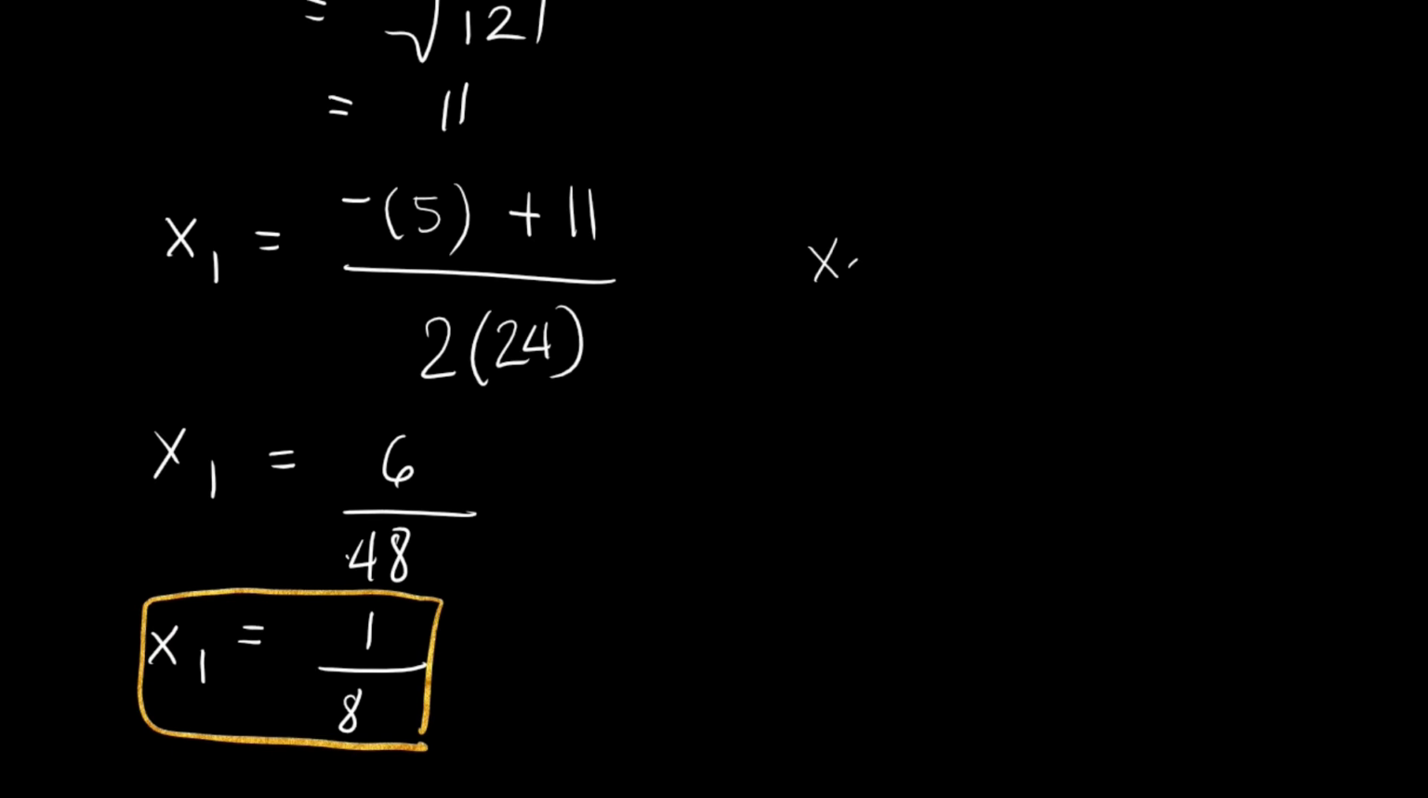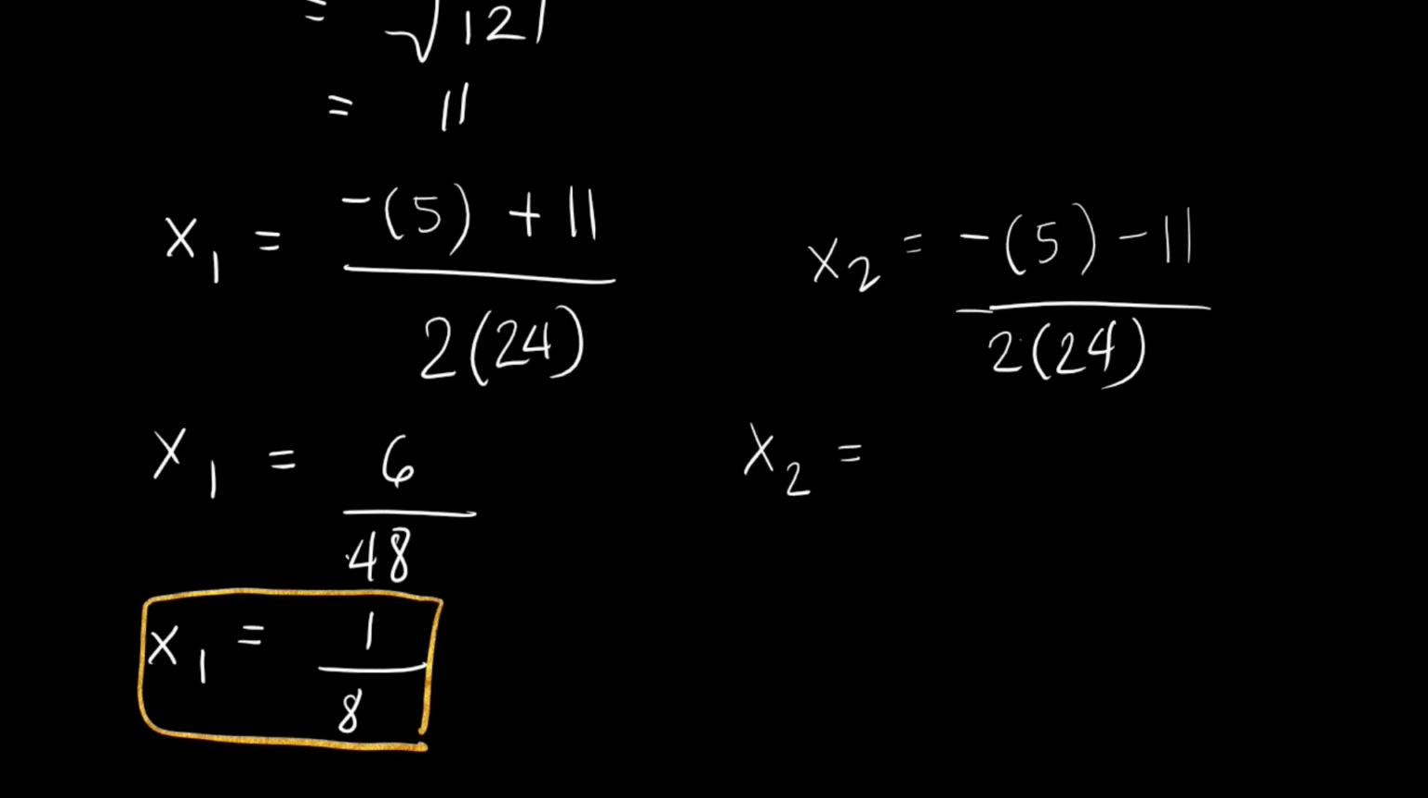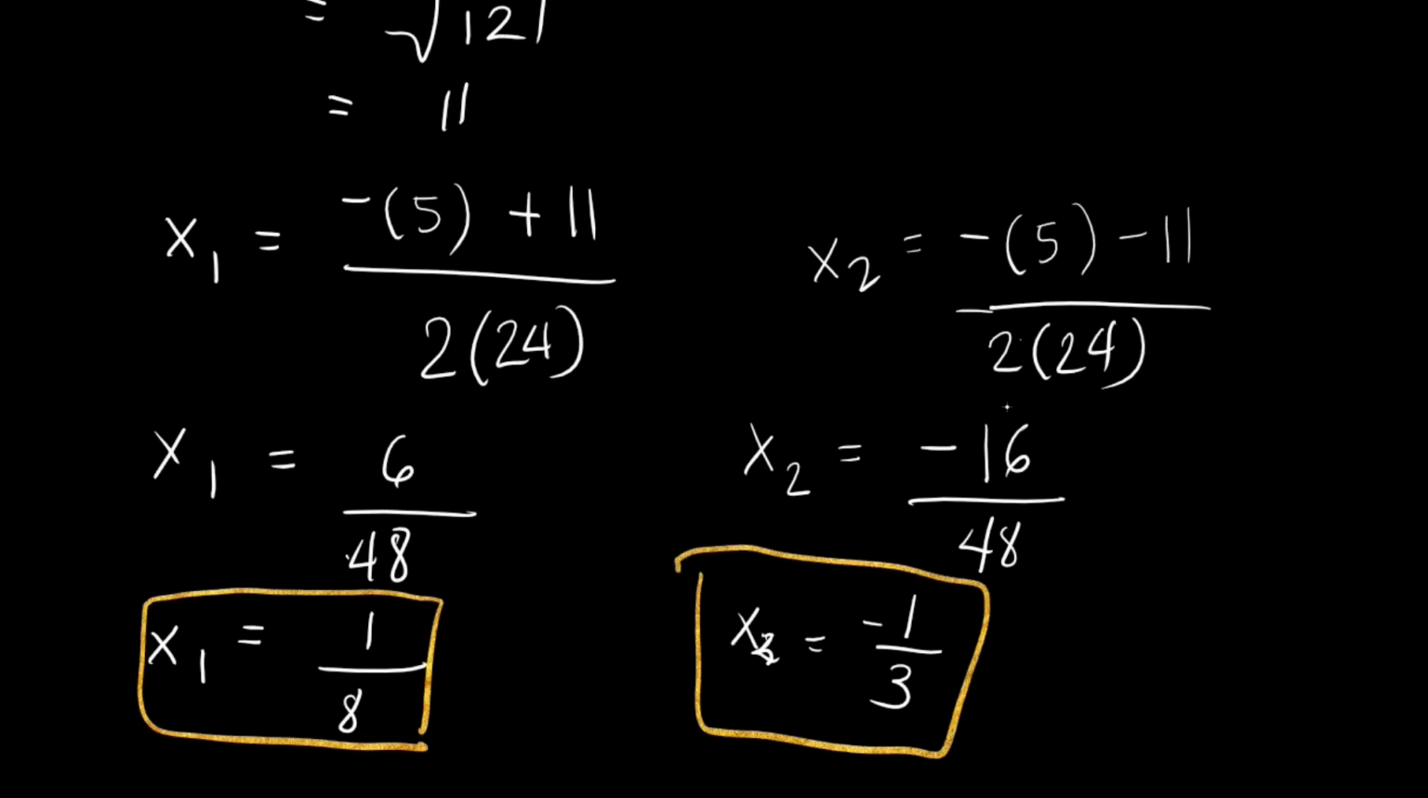And your x sub 2 will be equal to negative of 5 minus 11 all over 2 times 24. Simplify. X sub 2 is equal to negative 5 minus 11 is negative 16 over 48. Negative 16 all over 48 is equal to negative 1 over 3. So, negative 1 over 3, and this is your second value of x.